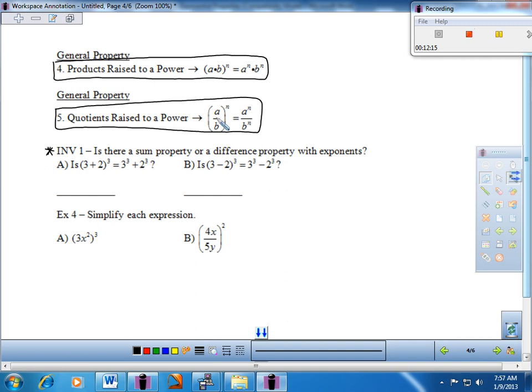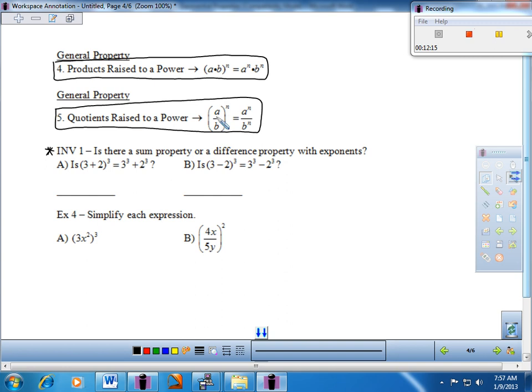There's a quotient property. That's 4 and 5. Is there a sum and difference property as well? So let's check it out here. Again, is it numerically legitimate, and can we form a general algebraic property from it? Or is it not algebraically legitimate, and we would have to be careful of doing something like that?